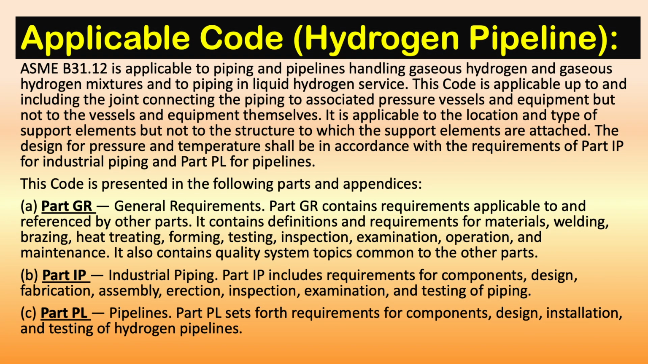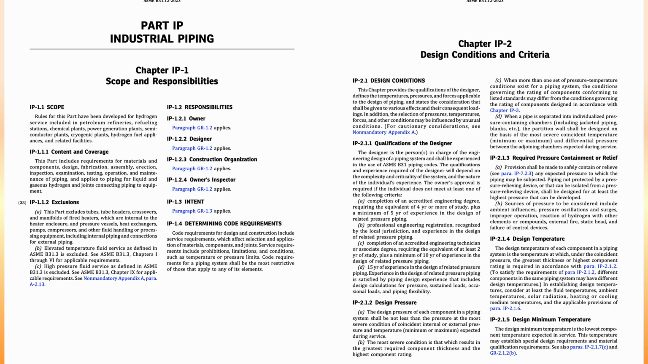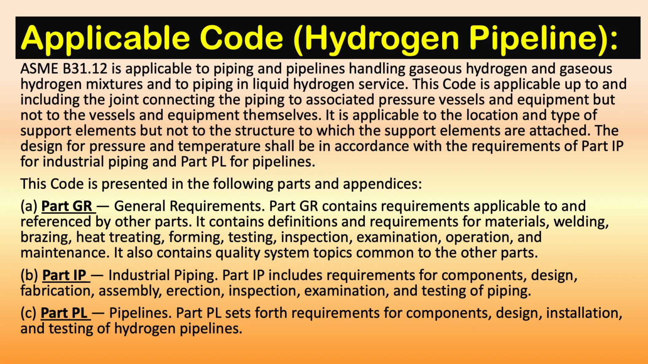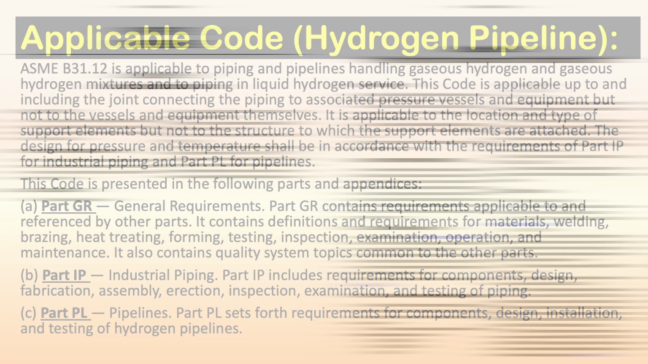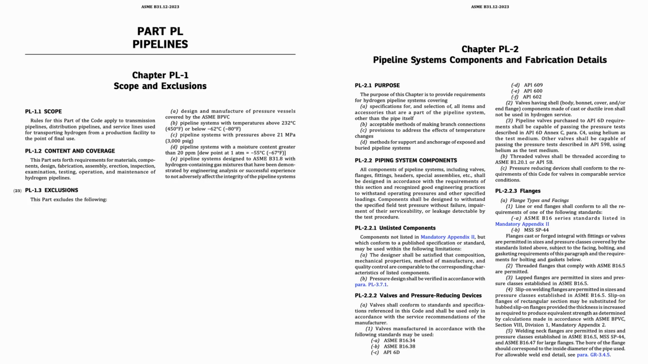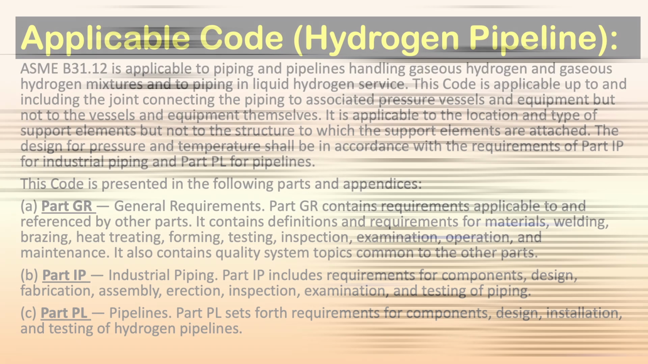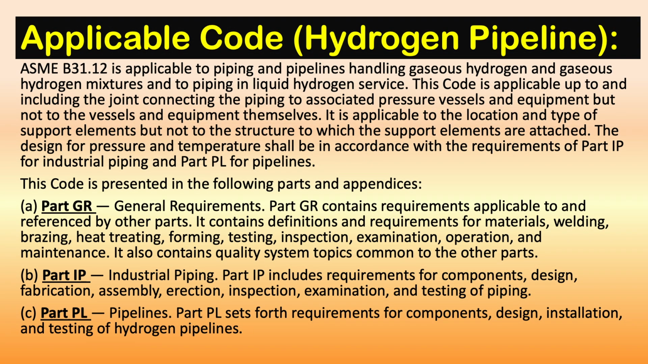B. Part IP, industrial piping. Part IP includes requirements for components, design, fabrication, assembly, erection, inspection, examination and testing of piping. And the third part is Part PL, which is pipelines. Part PL sets forth requirements for components, design, installation and testing of hydrogen pipelines.